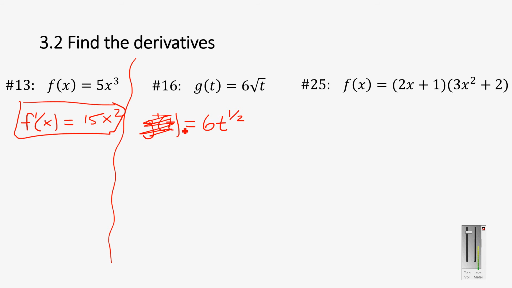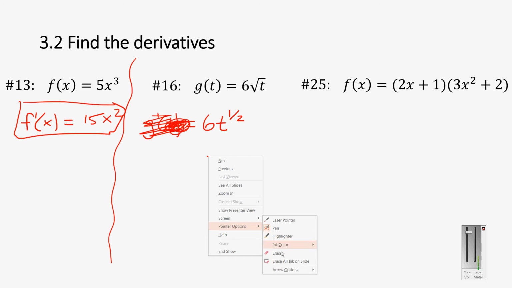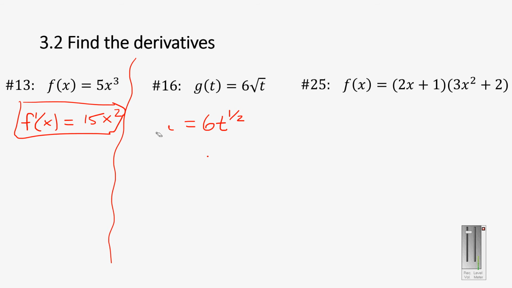Actually this is really me just rewriting g of t. Let me clean up the mess I made here. I'm not a big fan of that. What I really should have done is just rewrite g of t and say, you know what? g of t is actually also equal to 6t to the 1/2. So it's still g of t.